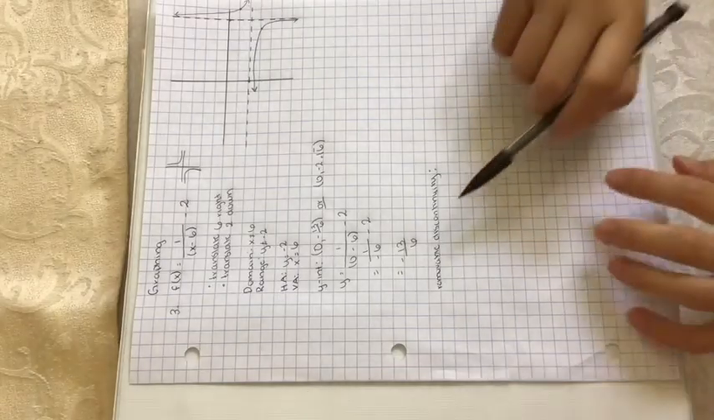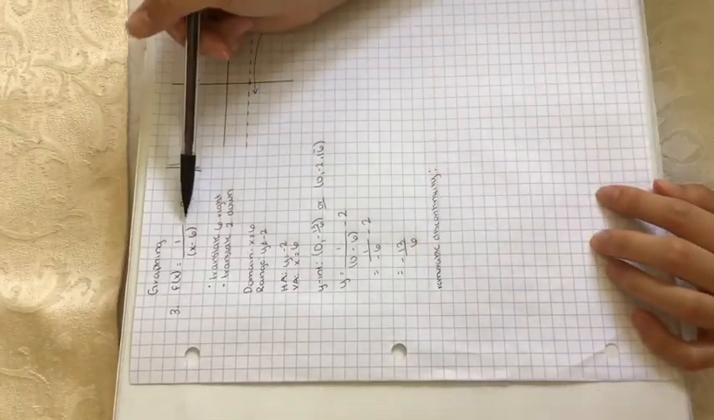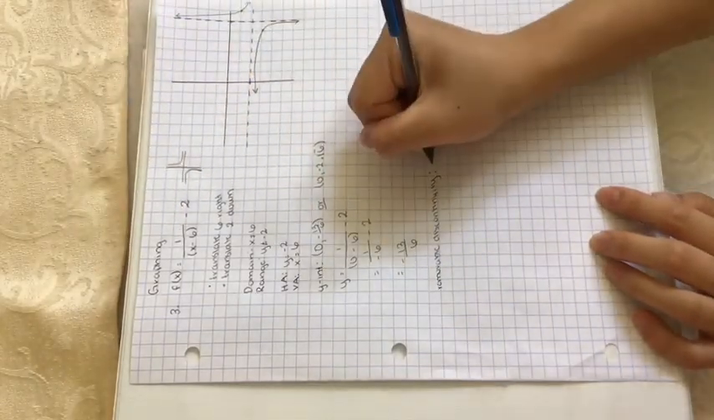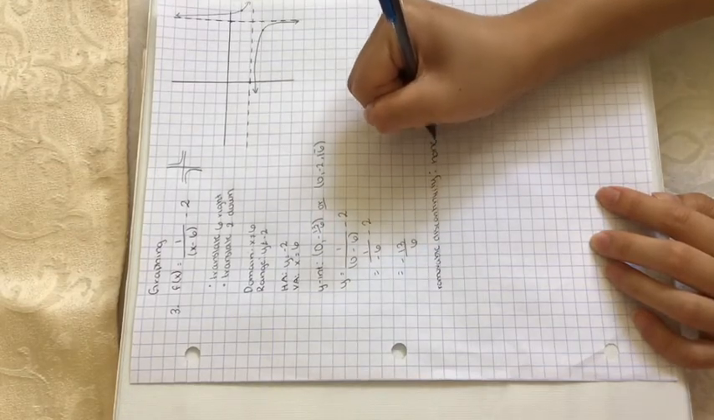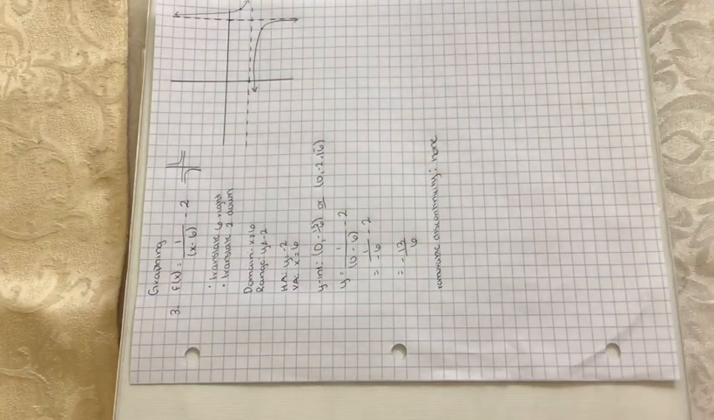And there is no removable discontinuity because in the beginning we didn't have to simplify, which means we didn't have to cross out any of the factors, which leaves us with no removable discontinuity.